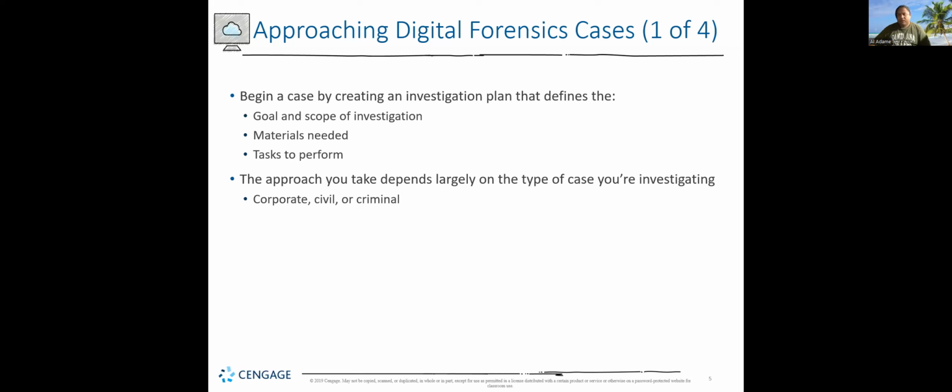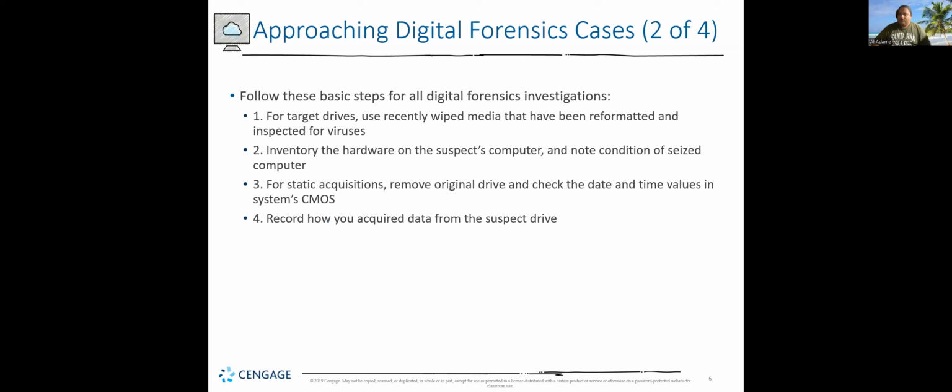So let's get into the next slide. Follow the basic steps for all digital forensic evidence. For target drives, use recently wiped media that has been reformatted and inspected for viruses. It's just the thing you clone things onto. Make sure it's clean after you're done using it for the previous case. If you don't need it anymore, you can make an archive of it, save it somewhere else on a different disk. This one is a working drive: you use it, it's scanned, it's clean, you reformat, and copy the suspect's drive over.